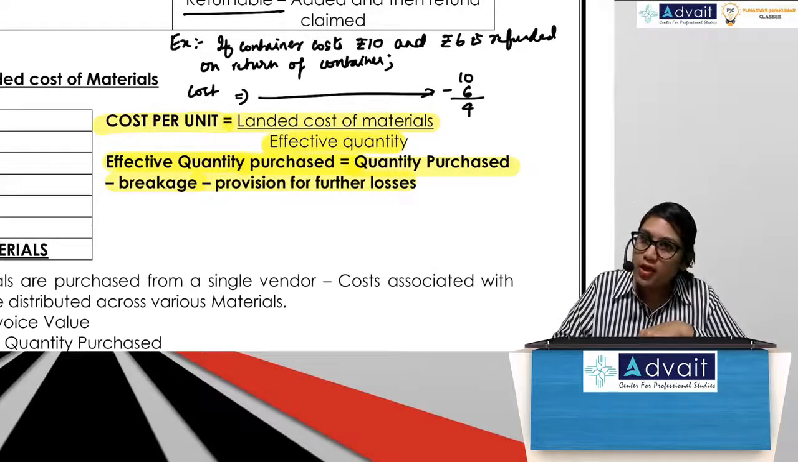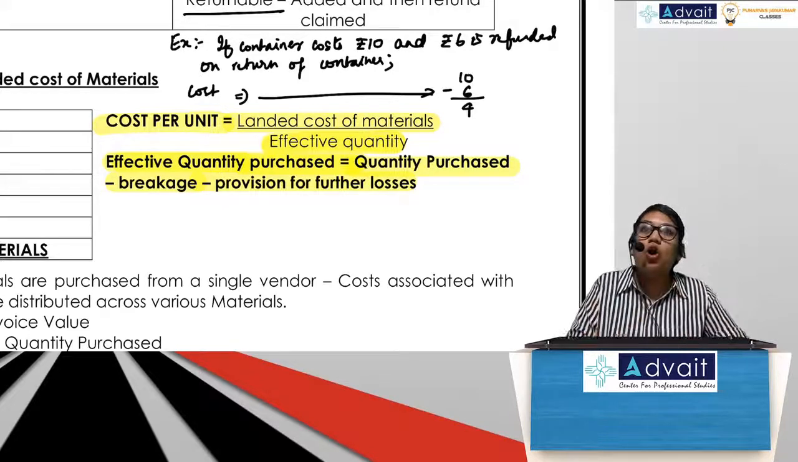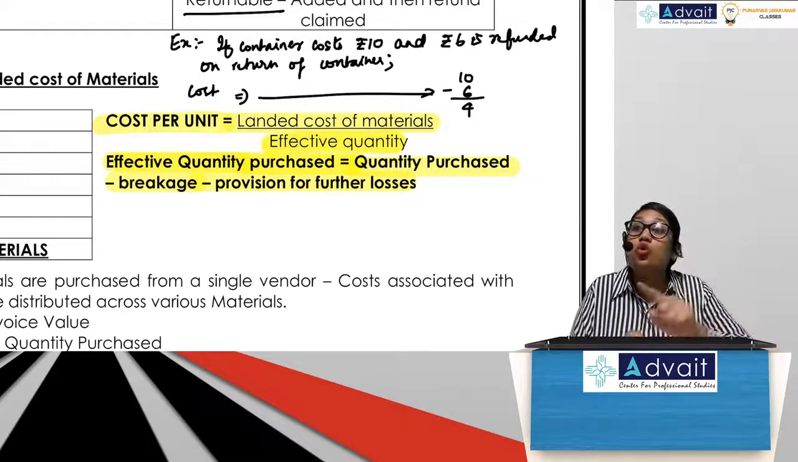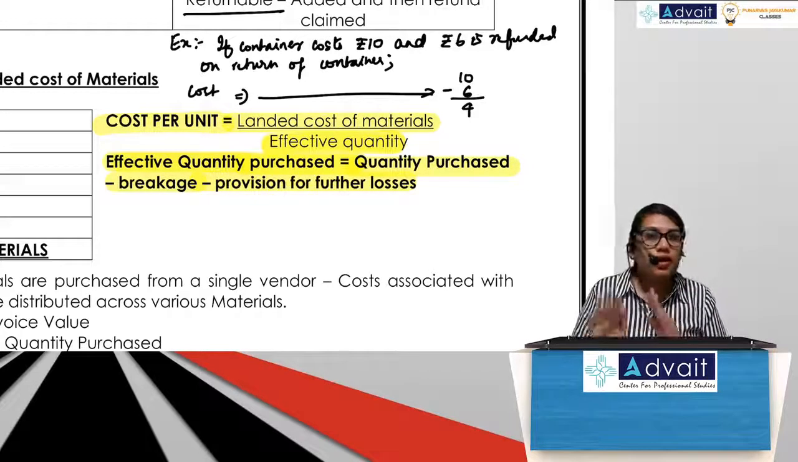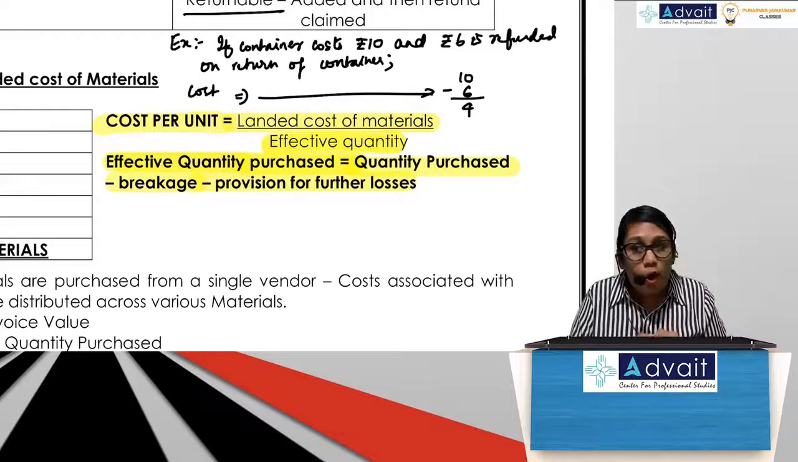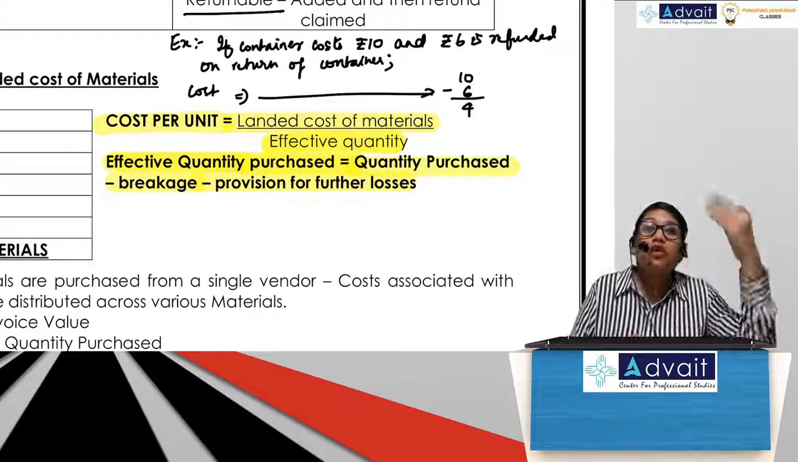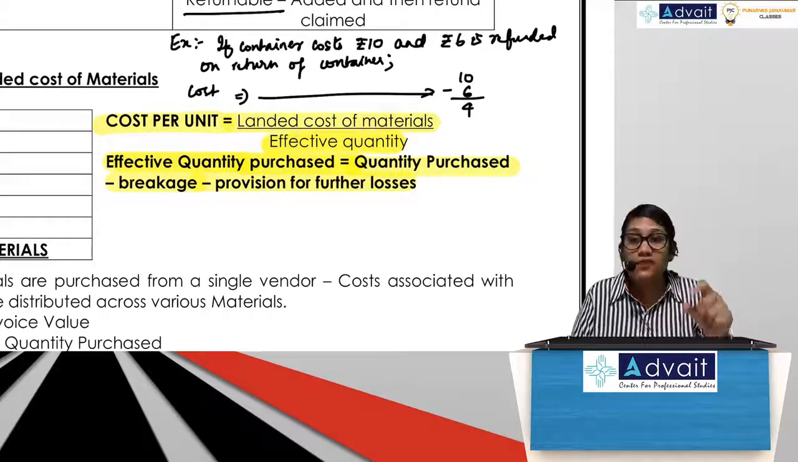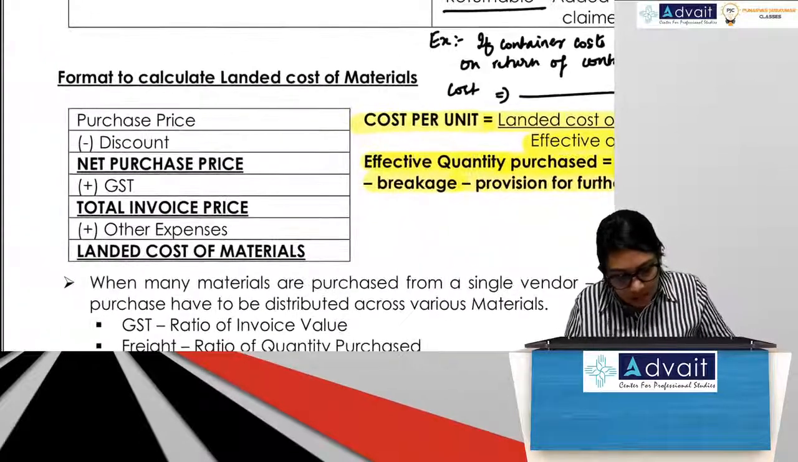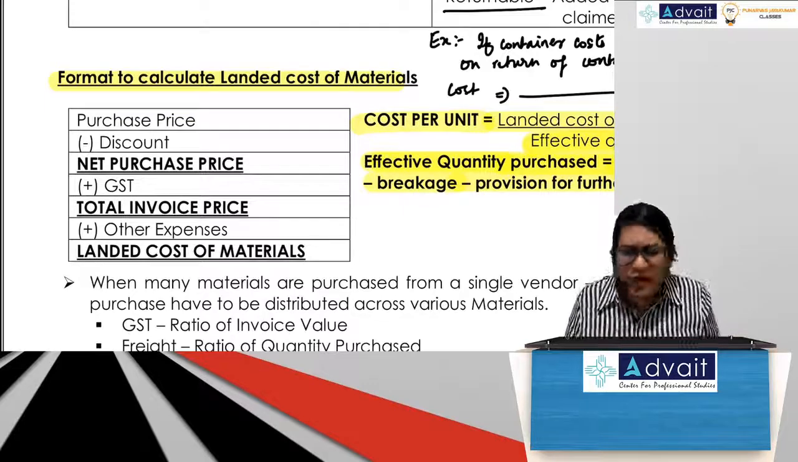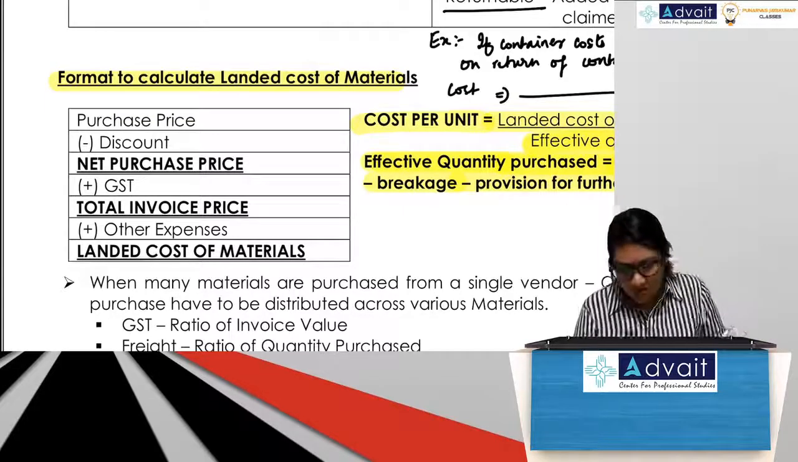Guys, is it okay? So why are we doing this landed cost and effective quantity purchased? To get that stock rate that we are going to charge in the stores ledger. Is it okay? So landed cost we calculated, effective quantity we calculated, landed cost divided by effective quantity purchased gives me my stock rate. So now the format to calculate landed cost of materials, how does the format look?